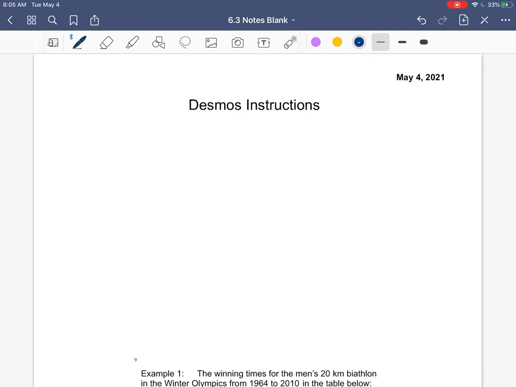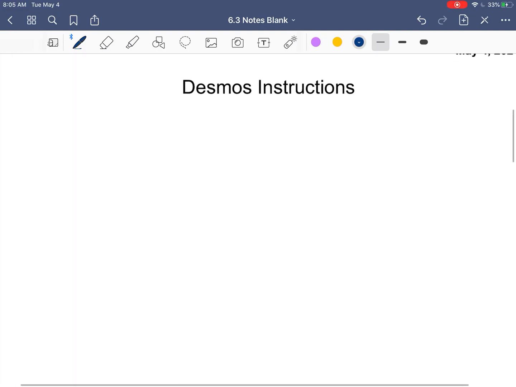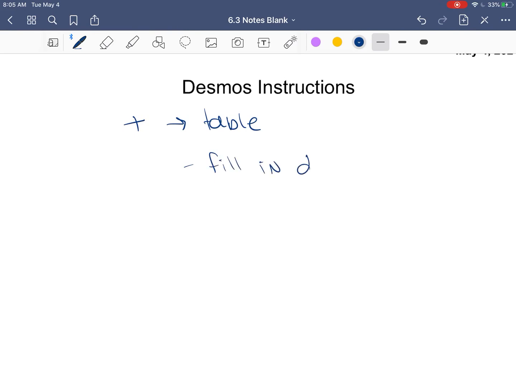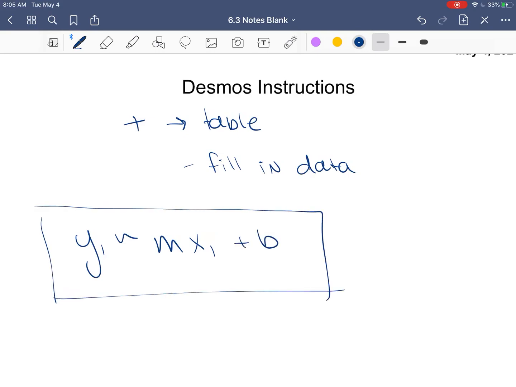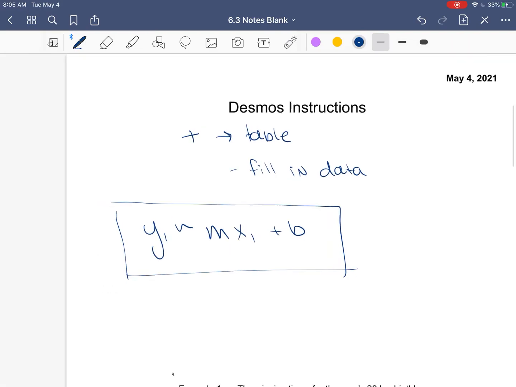Our Desmos instructions are basically going to be these nice 3 simple steps. You're going to hit the plus button and select table. You're then going to fill in your data. And then the all-important regression equation that you're going to type in is as follows: y subscript 1, a little squiggle (tilde), m x subscript 1, plus b. This is your magic all-knowing equation that you're going to need for this section.